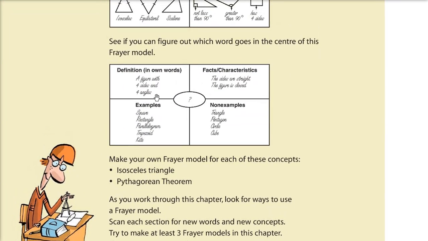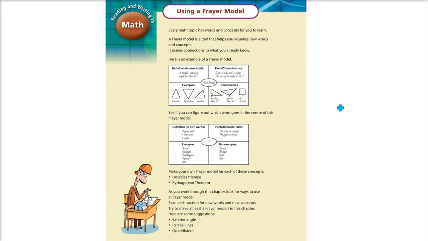Now I'll give one more example. This is the definition: a figure with four sides and four angles. The facts and characteristics of this definition are that the sides are straight and the figure is closed. The examples can be square, rectangle, parallelogram, trapezoid and kite. But the non-examples are triangle, pentagon, circle and a cube. So what should come inside? Can you guess? Can you have an idea? The answer would be, because we need a word that fits all, it will be a quadrilateral.